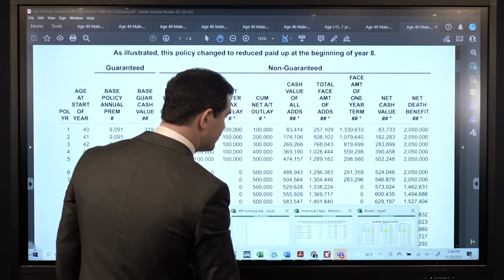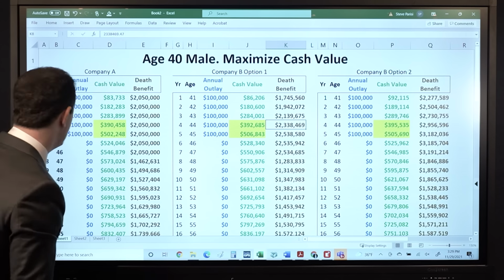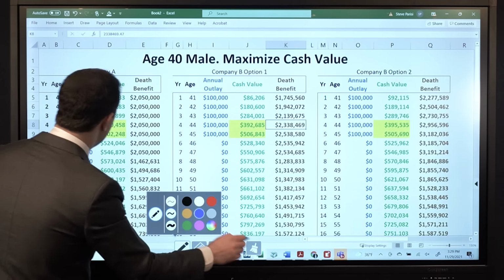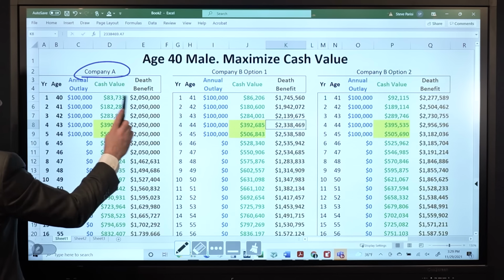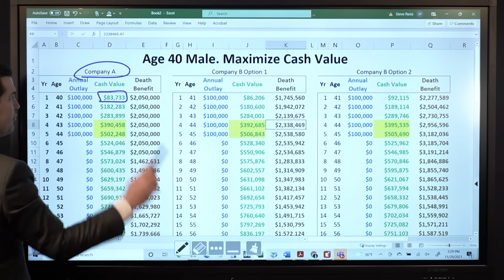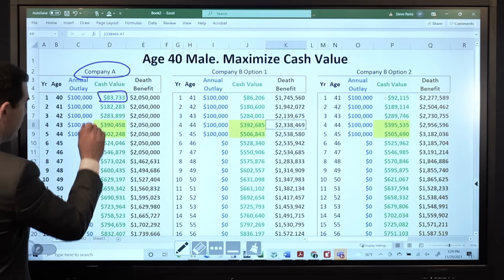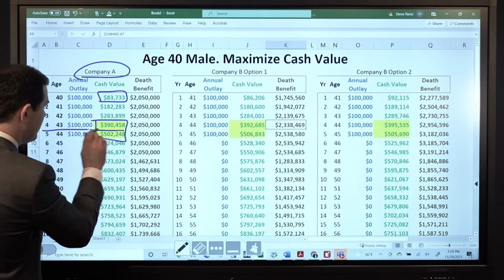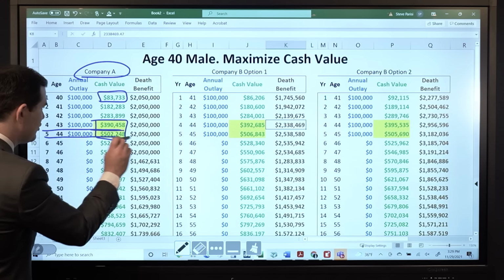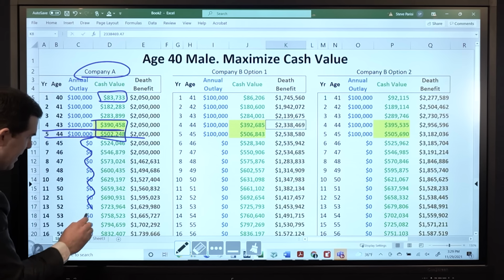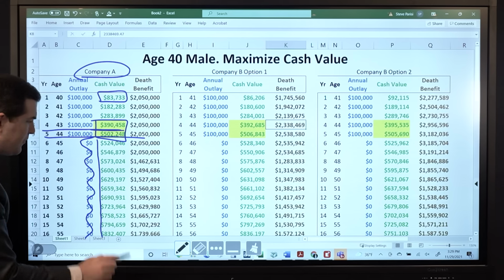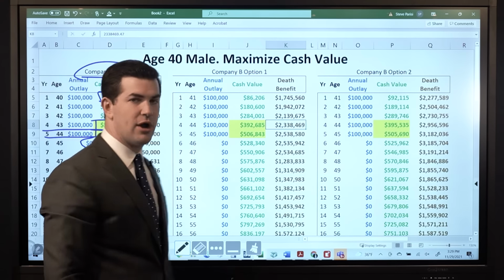Going back to the Excel spreadsheet, which simplifies everything. We've got it side by side. Company A, there you go. Cash value, $83,733. Between years 4 and 5, really year 5 is the break-even point where I'm cash on cash. After that, I pay nothing in. However, I can continue to do so if I want to, and the cash value continues to grow.